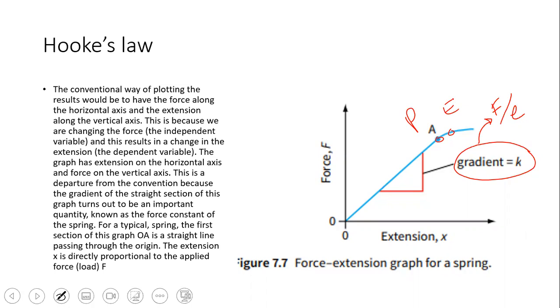So that was what we had covered, and we had talked about the fact that the gradient of the graph is going to give us the value of k, which is going to be known as our spring constant. Our formula is F equals k e, where k is our spring constant, and we can find it with the gradient of the graph. Now, in our graph, the second piece of information we can get is going to be strain energy.